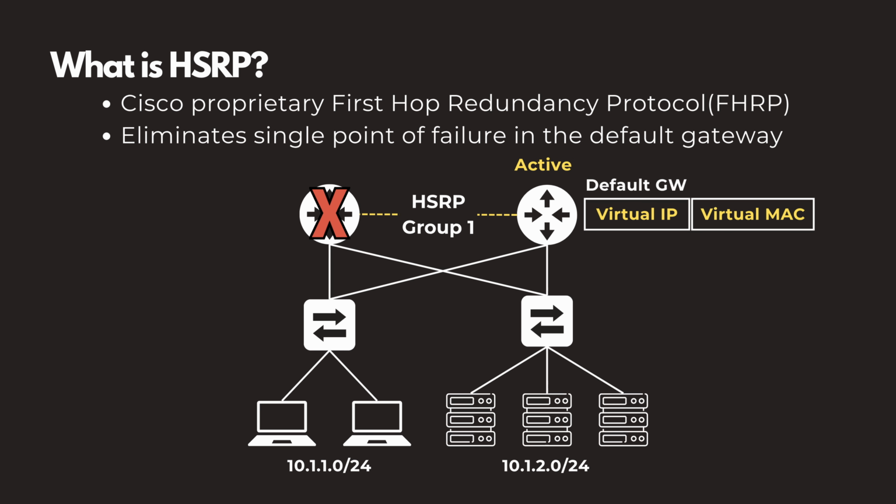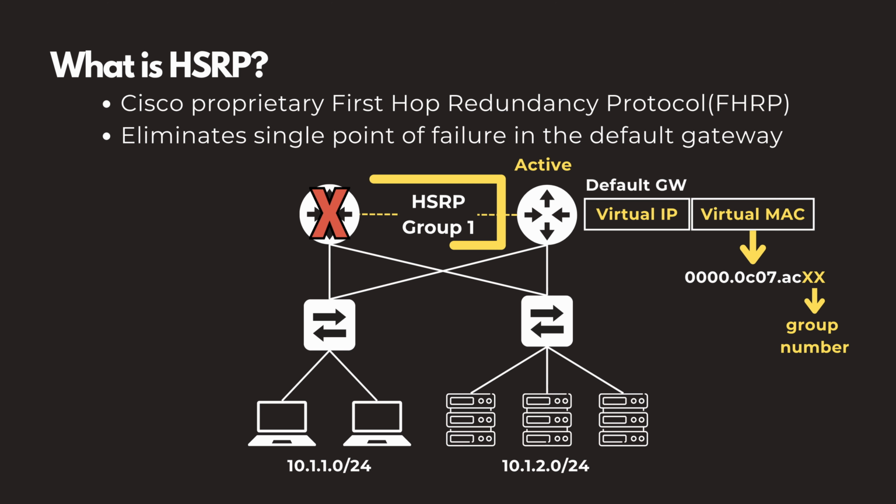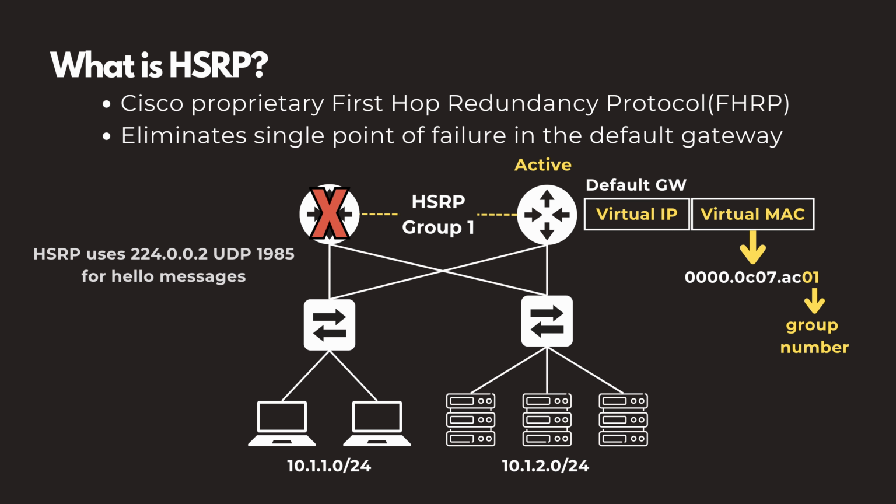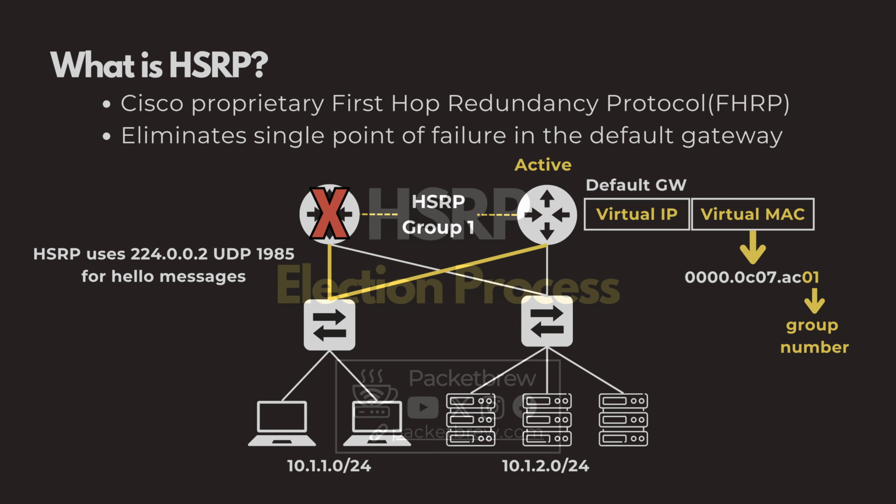The virtual MAC address attached to HSRP has this preset value, where XX is the HSRP group number. So for example, if the routers have an HSRP group number of 1, the virtual MAC address would be 0000.0C07.AC01. HSRP uses multicast address 224.0.0.2 with UDP port 1985 to send hello messages between active and standby routers. All HSRP routers in the group should be layer 2 adjacent.